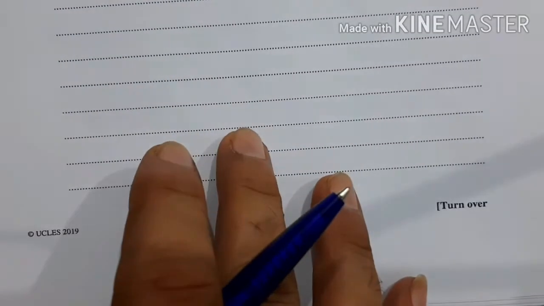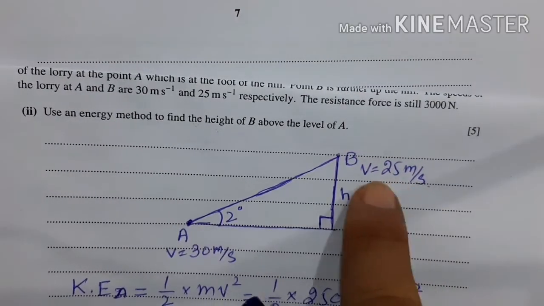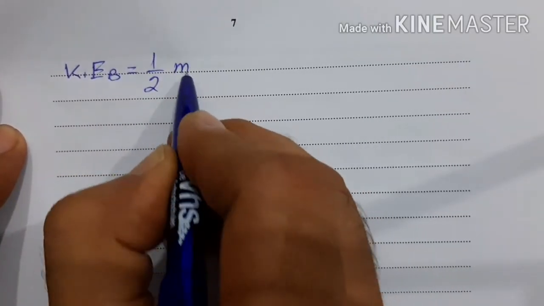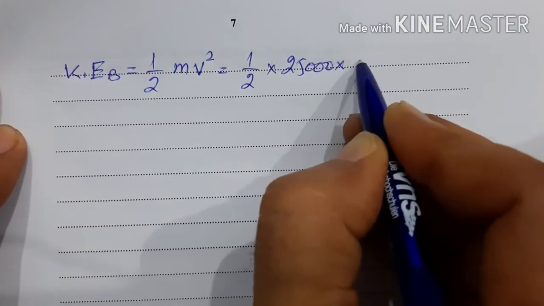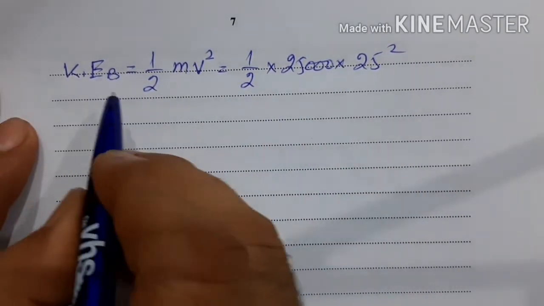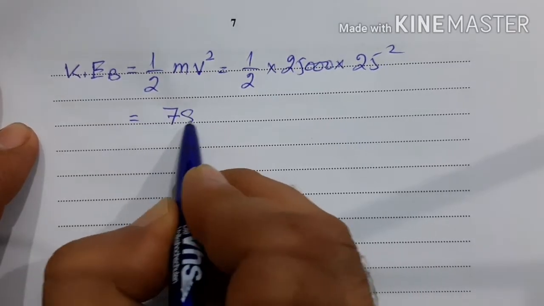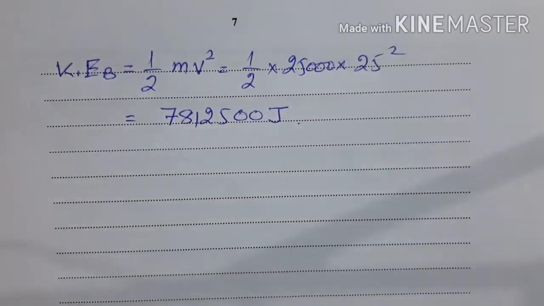Now, kinetic energy at point B, here the speed is 25, so the kinetic energy at B will be 1 by 2 m v squared, 1 by 2 into 25,000 into 25 squared, because at B the speed is 25. Therefore, by solving it with the calculator, we'll get the kinetic energy at B, 7,812,500 joules. This is the kinetic energy.